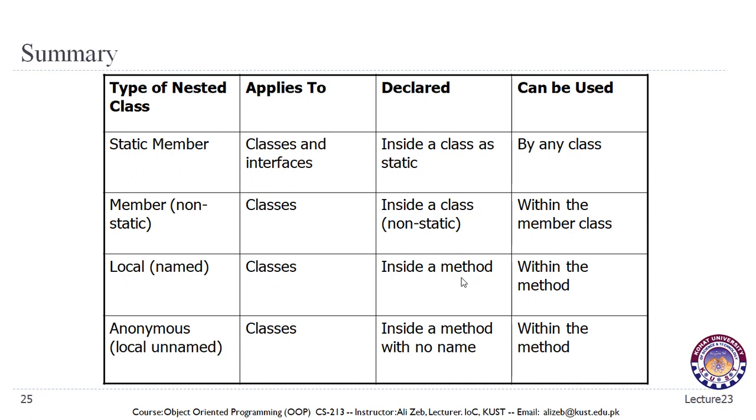Local nested classes, they are named, apply to classes only, are declared inside a method, and can be used within the method where they are declared. Anonymous classes, that are local classes without names, apply to classes and are declared inside a method with no name and can be used within the method.